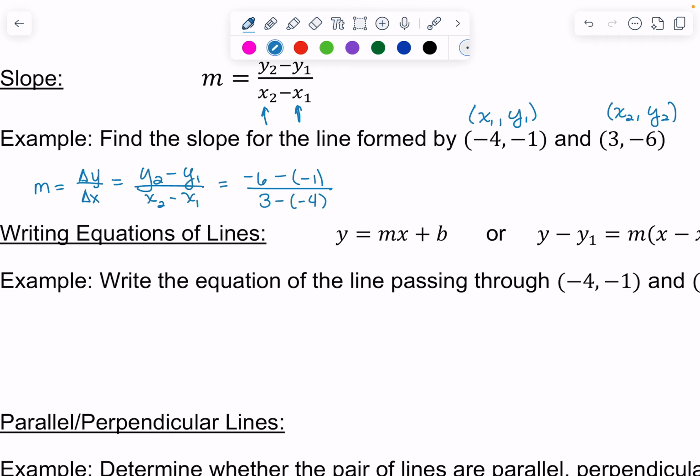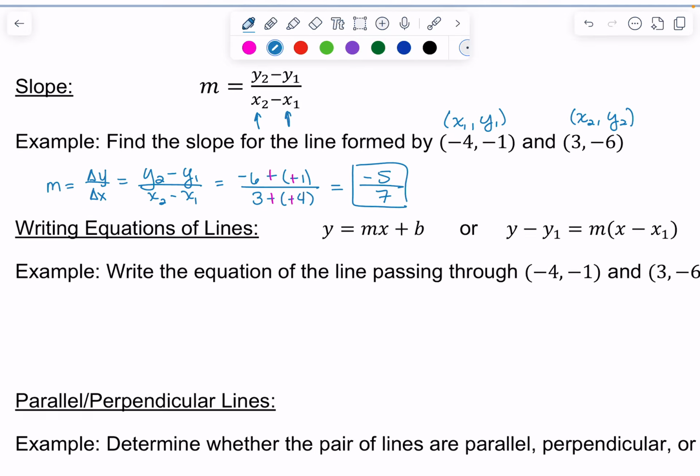All right, so I'm looking at my point -4, -1 is lined up. My point 3, -6 is lined up. So I did it in the right order. So let's take a look. These two negatives make a positive, and these two negatives make a positive. Makes life easier. I get a -6 plus 1, that's a -5, over a 3 plus 4, that's a 7. So I get a -5/7. In a second, we're going to use this.